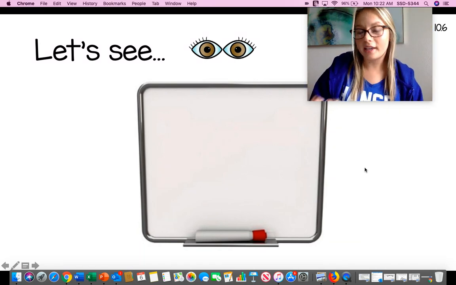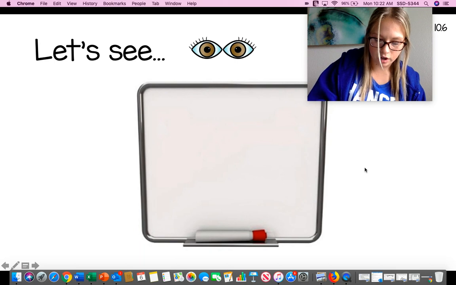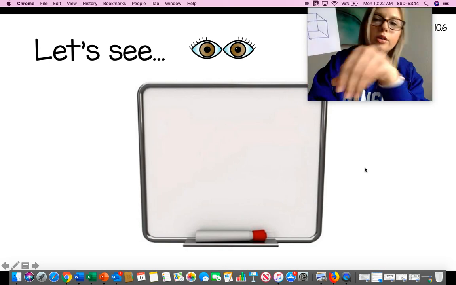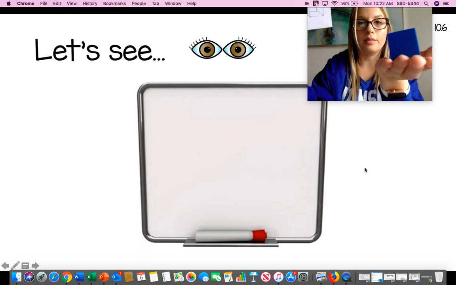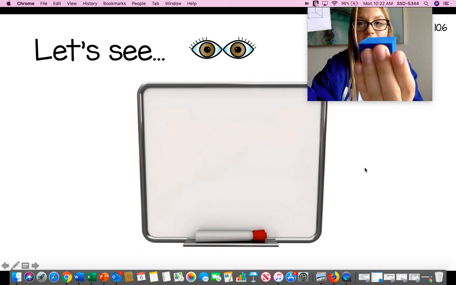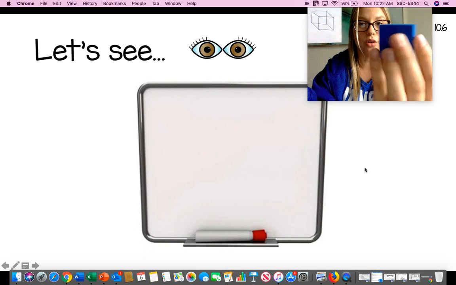I can draw a cube, sure, why not? We've learned how to draw cubes, right? By making squares and connecting our vertices. I drew a cube, but this is just a picture of a cube. Here's a real cube. This is a solid cube because I can touch it and hold it, and it's three-dimensional.